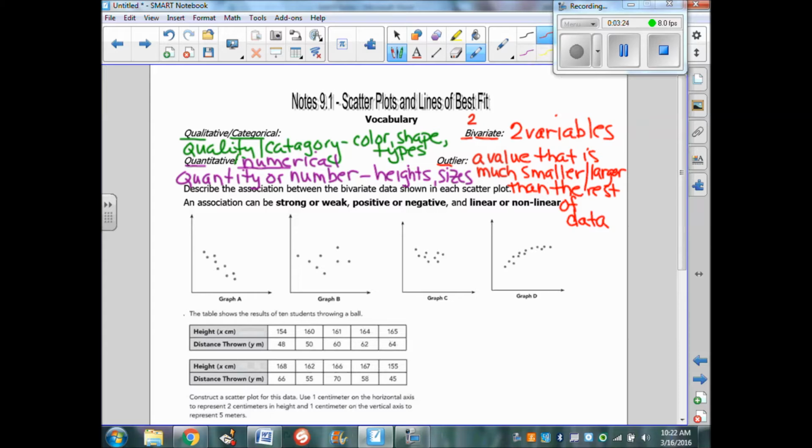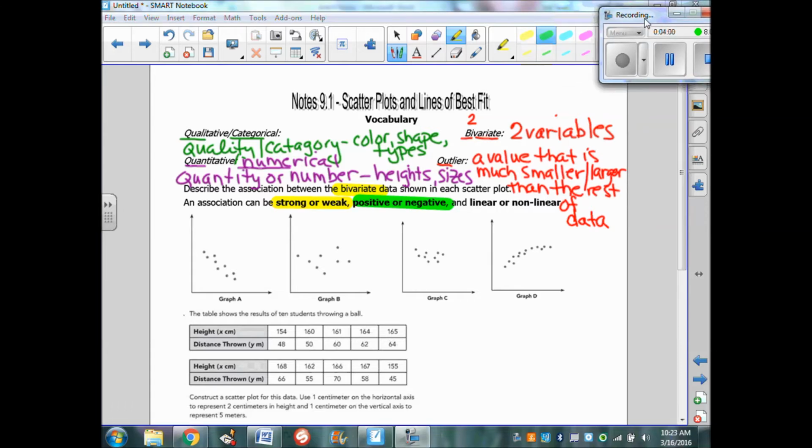So now it says, describe the association between the bivariate data shown in each scatter plot. So we've already jumped in and used one of our words, bivariate, 2 variables. So we've got an x and a y axis here, and we've got a scatter plot. A scatter plot, that definition kind of fits into the way these graphs look. They're just points or plots scattered about the graph. And it says an association can be strong or weak, it can be positive or negative, and it can be linear or nonlinear. So all of those words you are familiar with.